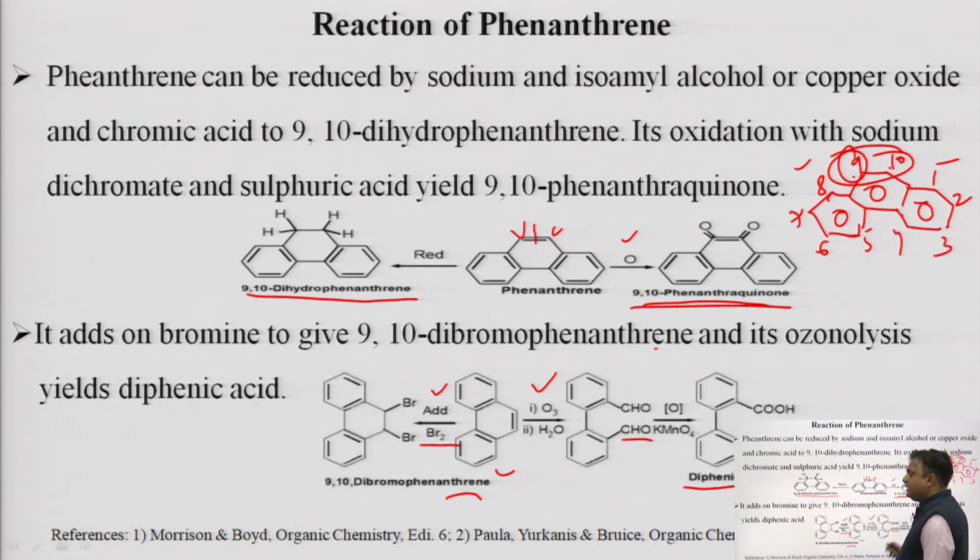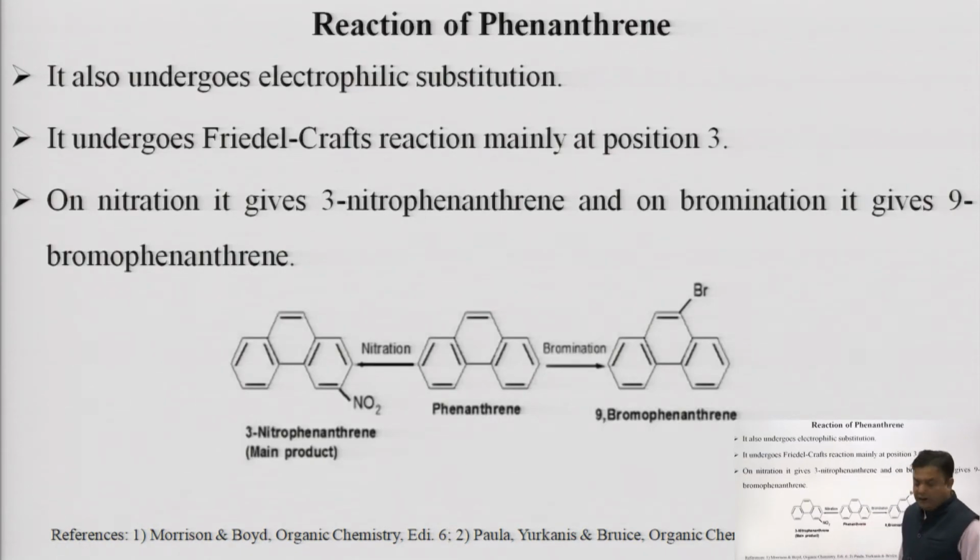Before that we are getting dialdehyde. That dialdehyde, on again oxidation in the presence of a very strong oxidizing agent like KMnO4, gives diphenic acid. So this is all about the reaction of phenanthrene in short.